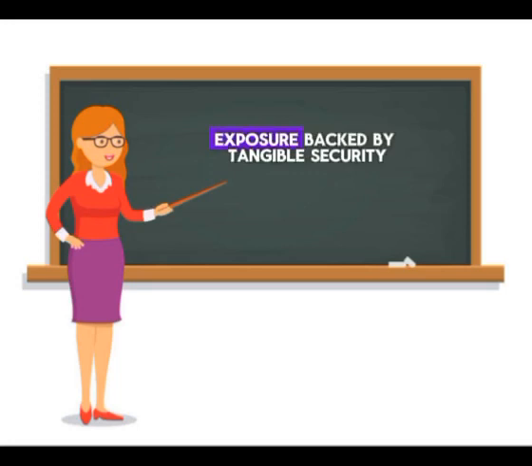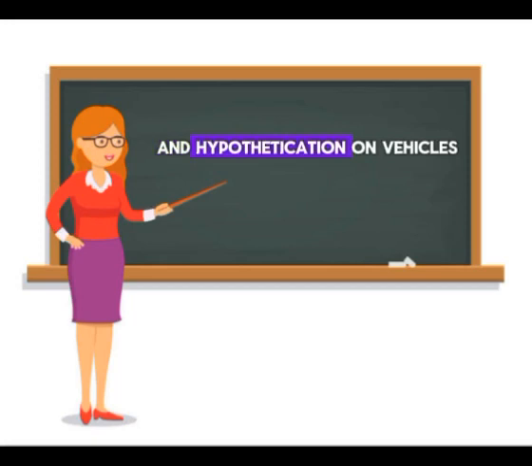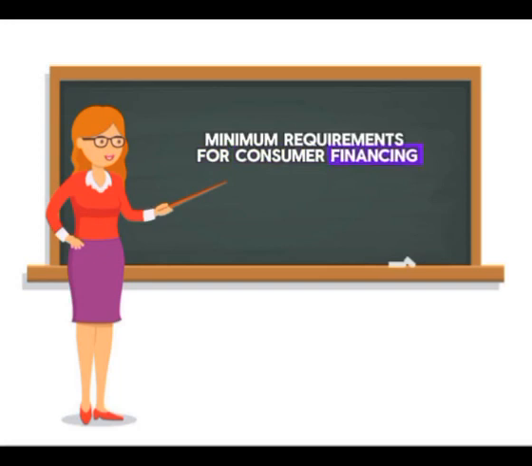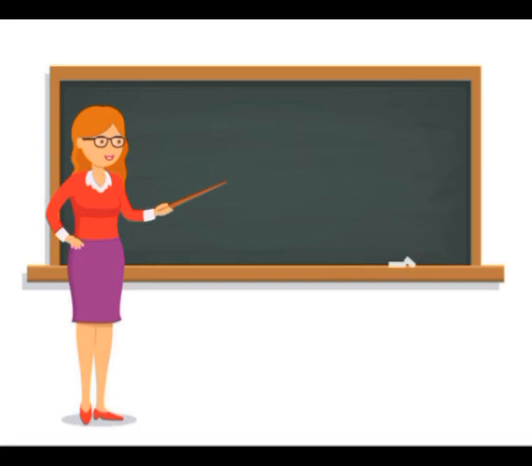Secured, exposure backed by tangible security, clean if without tangible security. Tangible security includes liquid assets, mortgage on land/building, and hypothecation on vehicles. Teaser rate, initial lower interest rate employed for a short period in consumer financing. Minimum requirements for consumer financing. Establish a dedicated risk management capacity. Develop a comprehensive consumer credit policy approved by the board.